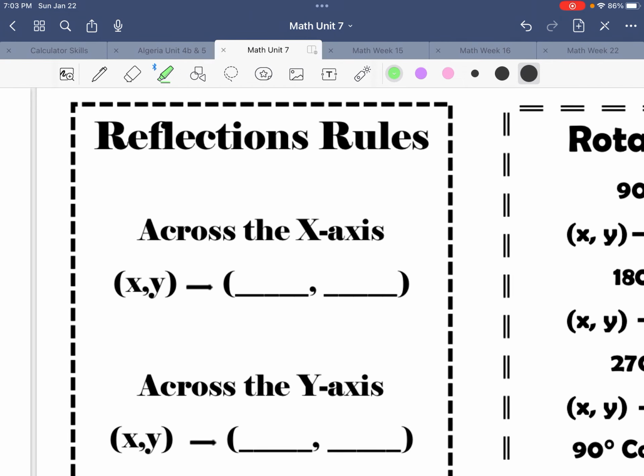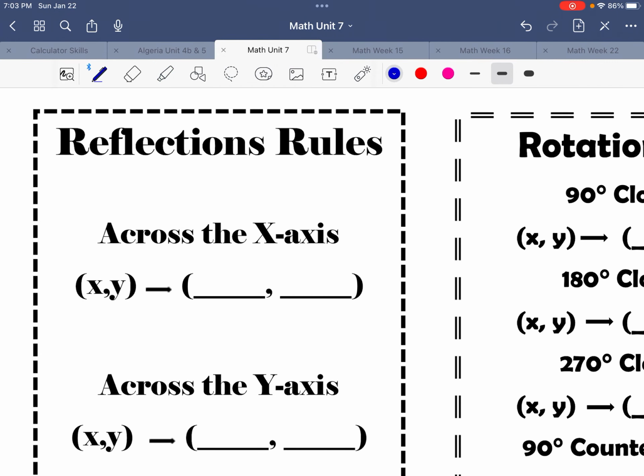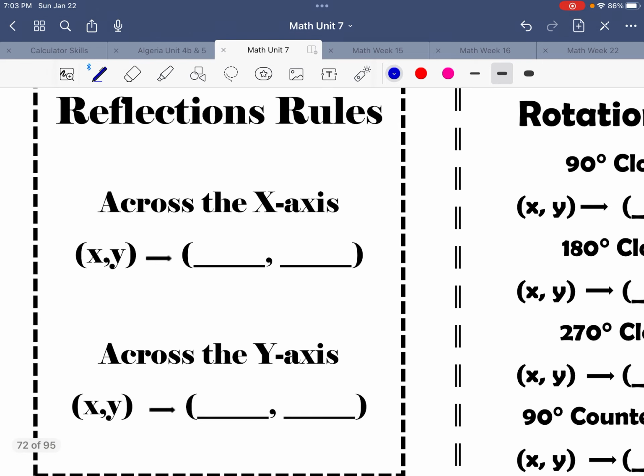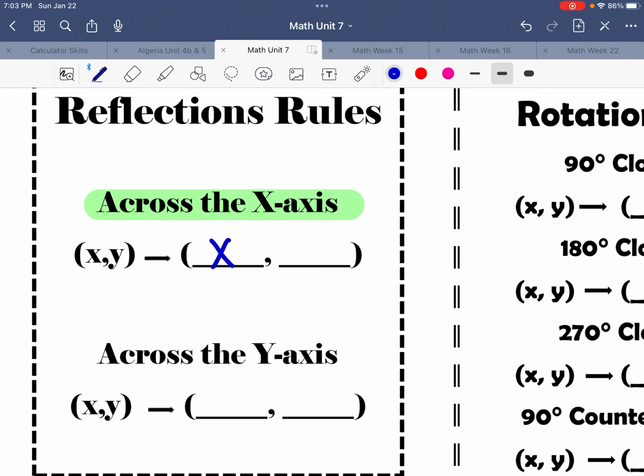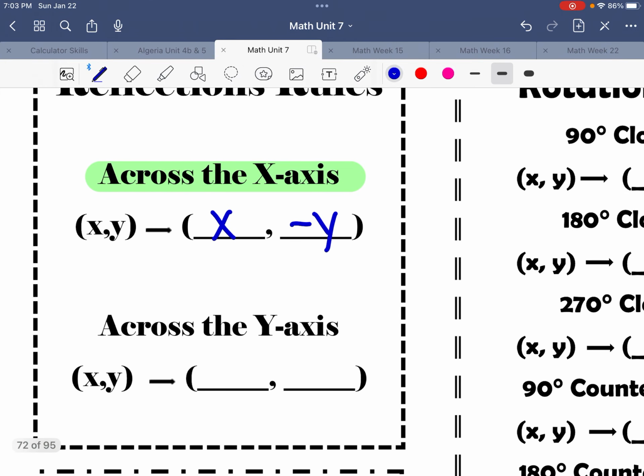Let's first talk about reflections. Reflection is a mirror image, and it can either be, for our purposes, across the x-axis or across the y-axis. The rule for a mirror image across the x-axis is this: (x, y) becomes (x, negative y). Okay? And for across the y-axis, the rule is this: (x, y) becomes (negative x, y).